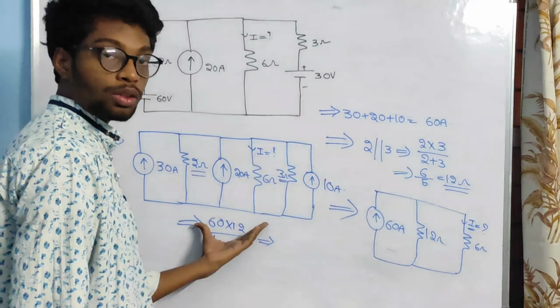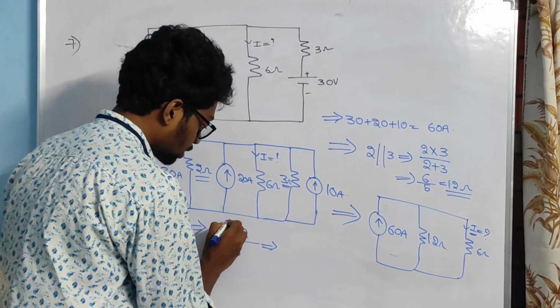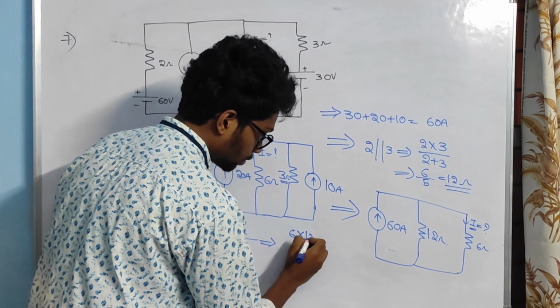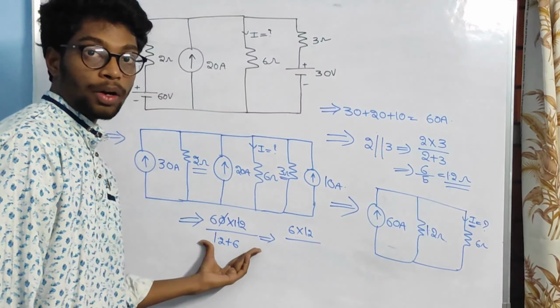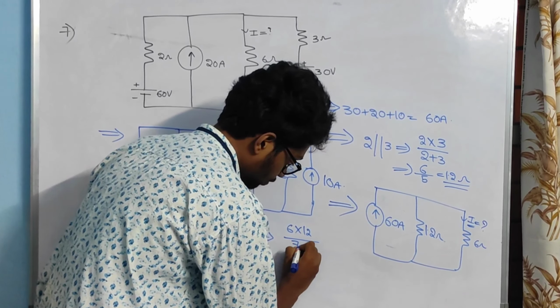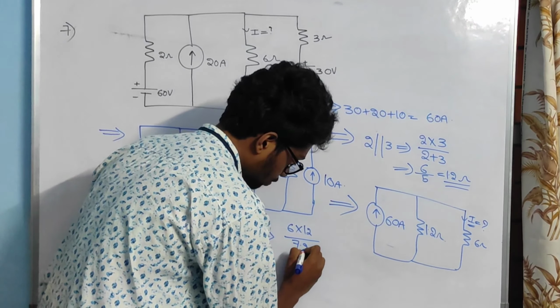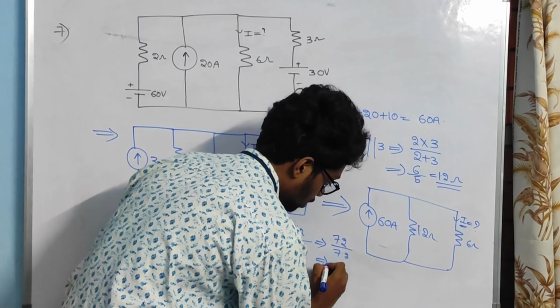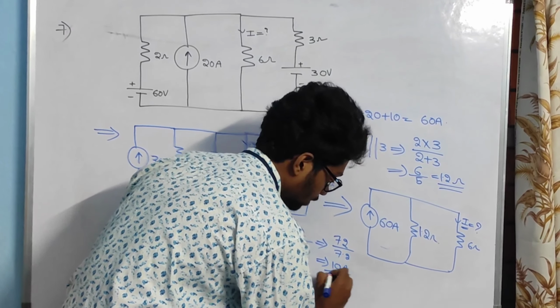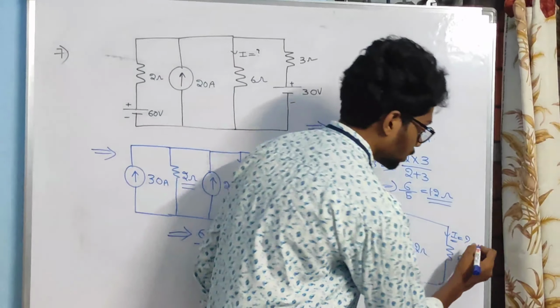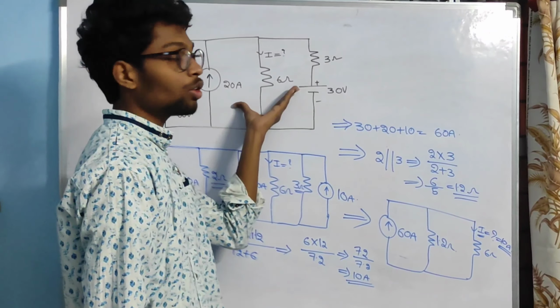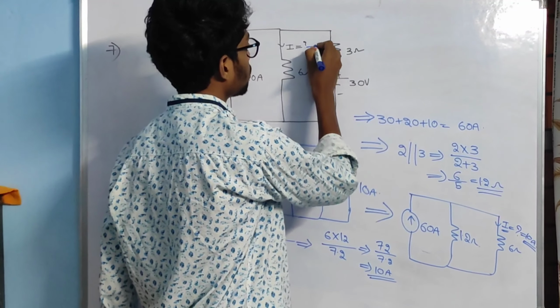So 60 into 1.2. I am just cancelling the decimal and the 0 over here. So 6 into 12 divided by 6 plus 1.2. We will get 7.2. 12 times 6 is 72, divided by 7.2, we will get 10. We got a current of 10 amperes. We got I as 10 amperes. For this question, we have to find the current, which is 10 amperes.